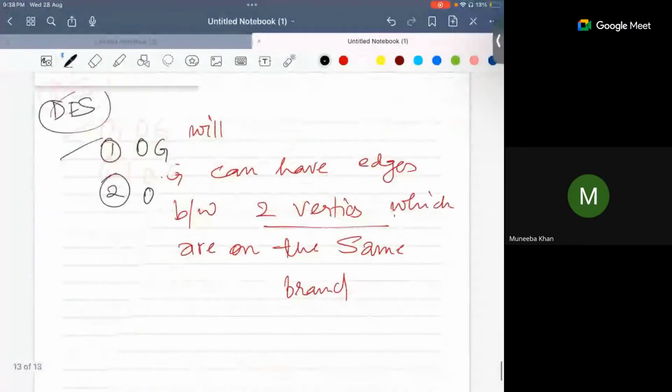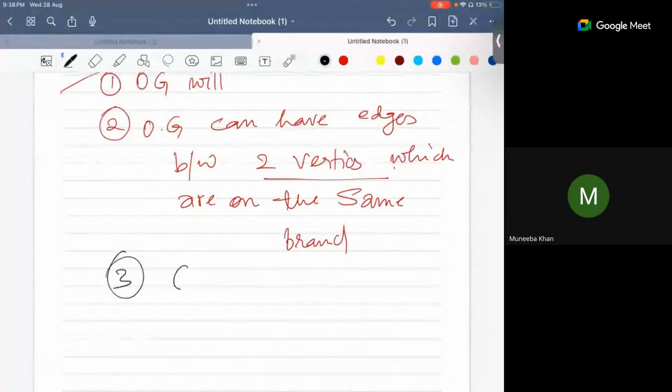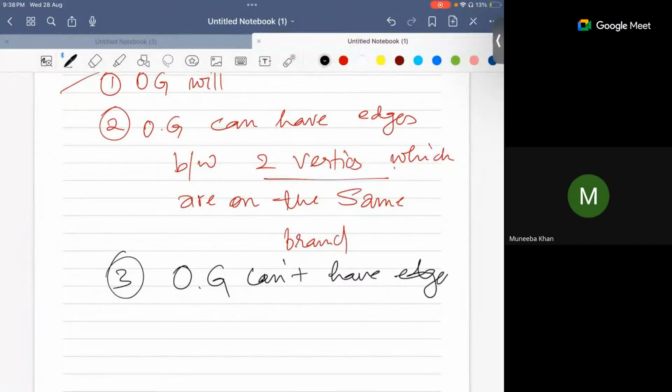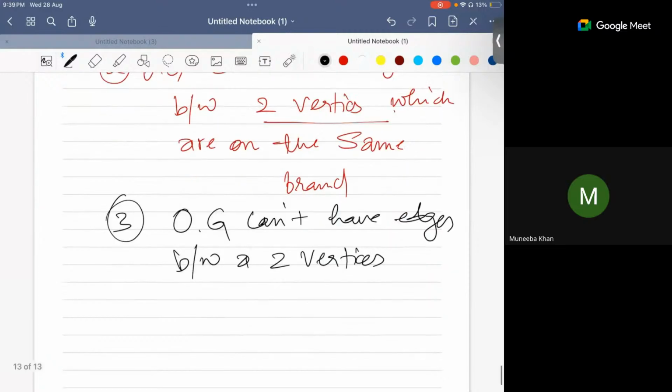The next statement, the third statement, is: the original graph can't have edges between two vertices which are not in the same branch.